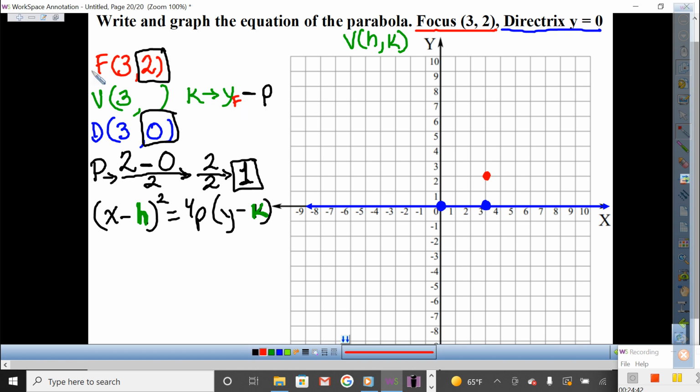The y value of the focus. What is the y value? 2. So let's substitute that in here. 2 minus P, which is 1. So our K is 1. Is that correct? And it goes right here.